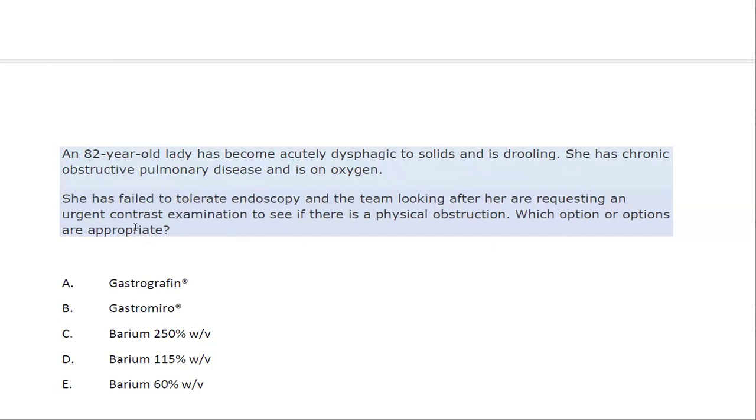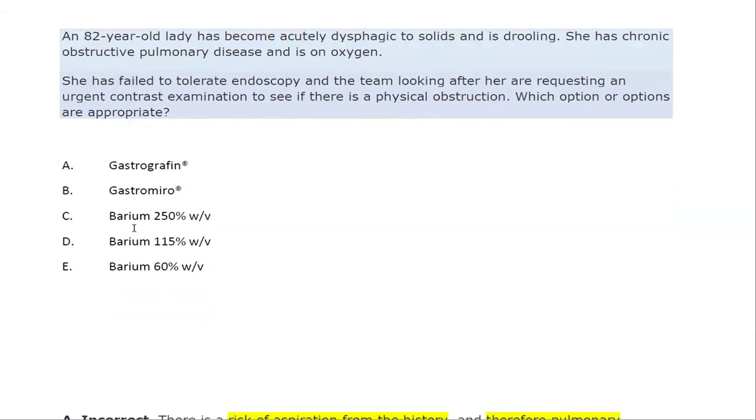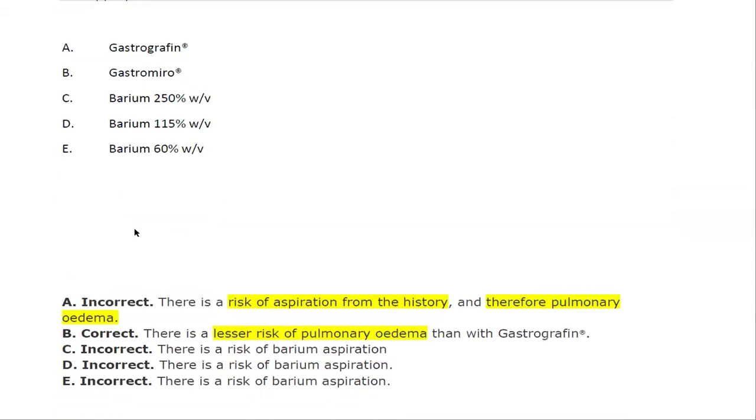Which contrast agent is included in the exam? It will be one option. So which one? Okay. There is a high risk of aspiration. Yes, there is a high risk of aspiration. Why? Because the patient is on oxygen, has respiratory problems, and is an older patient. There is a risk of aspiration, so we are going to use Gastrografin.